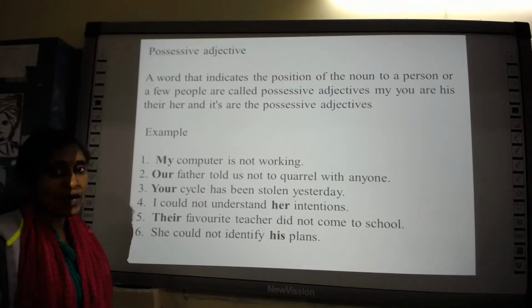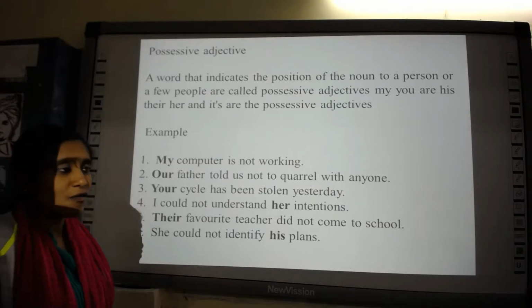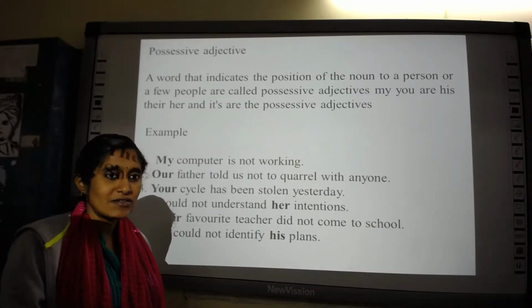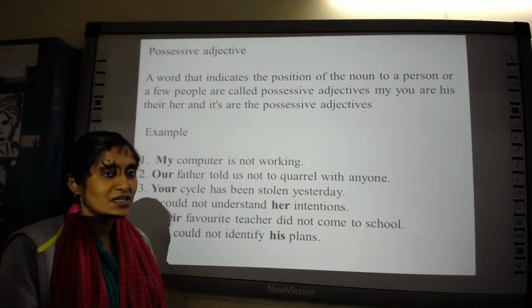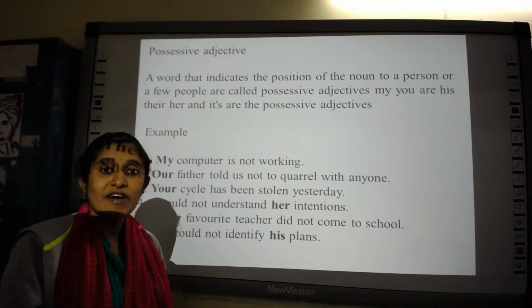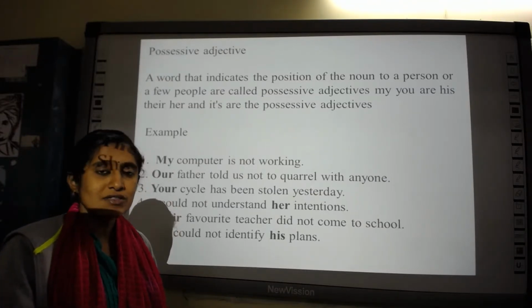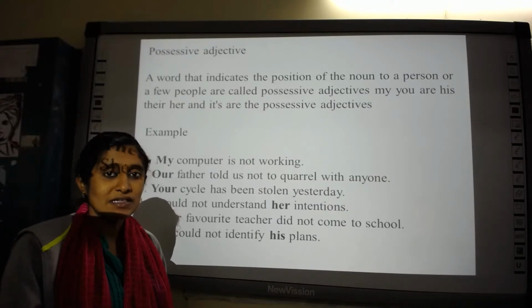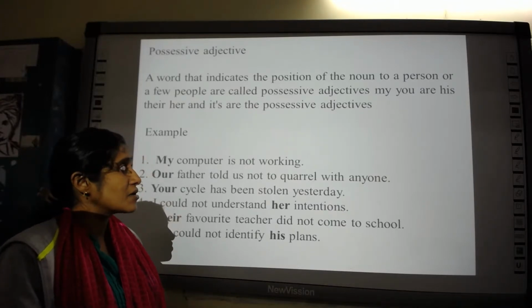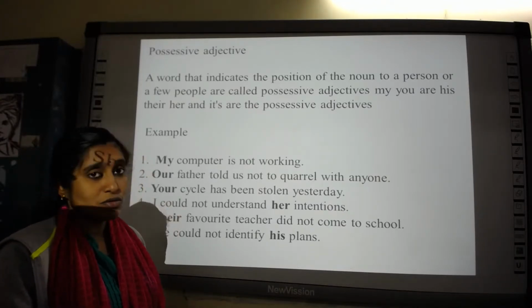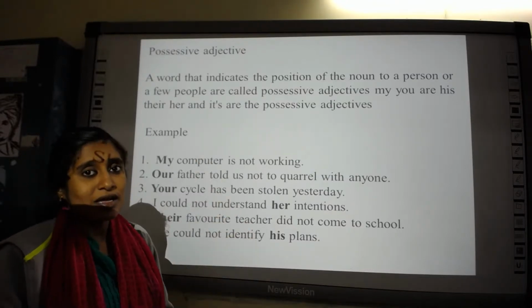So I hope you have got an idea about the various kinds of adjectives. You can read through your books and find out the various kinds of adjectives that are used in the various lessons that you have studied. Please go through the class, and we'll have another session.